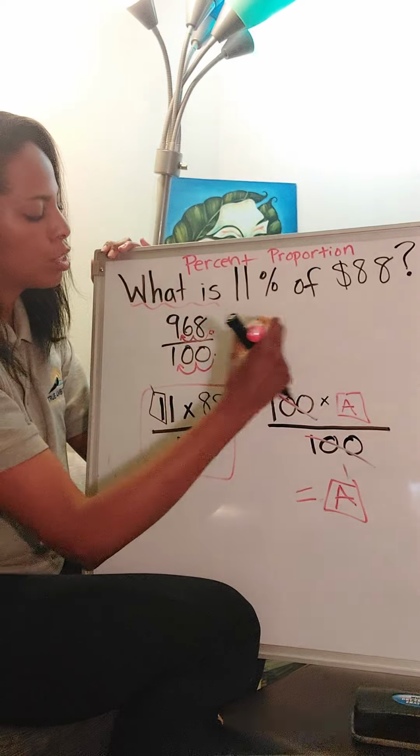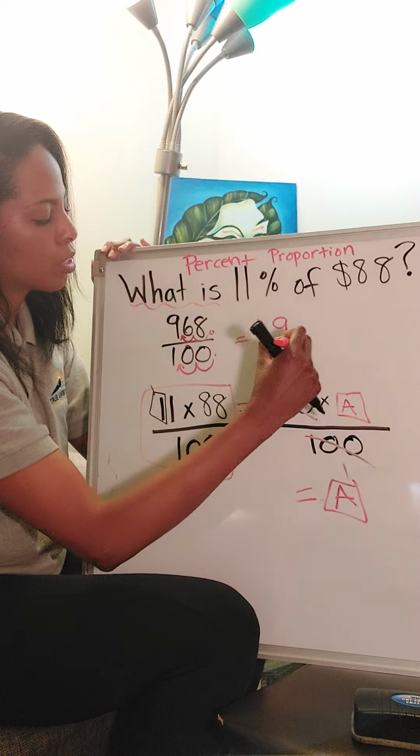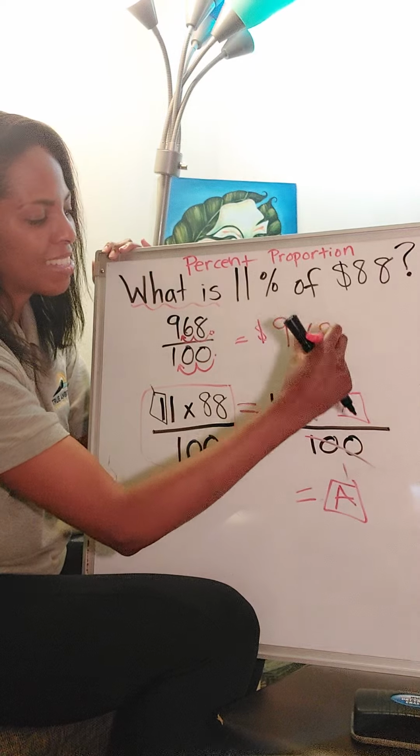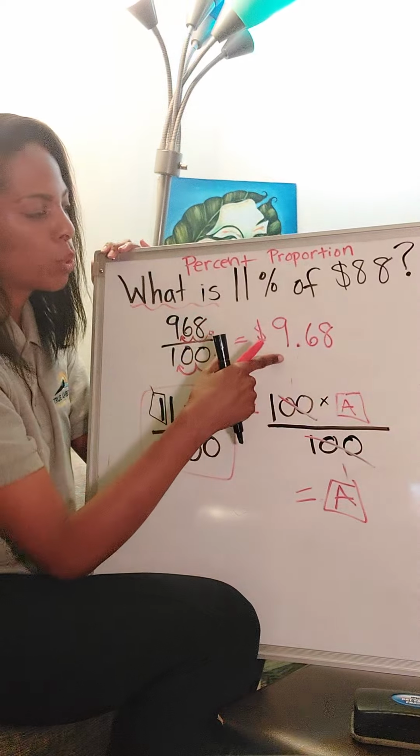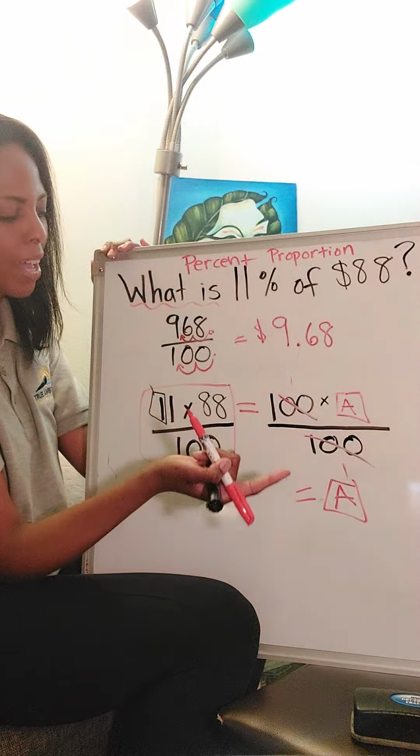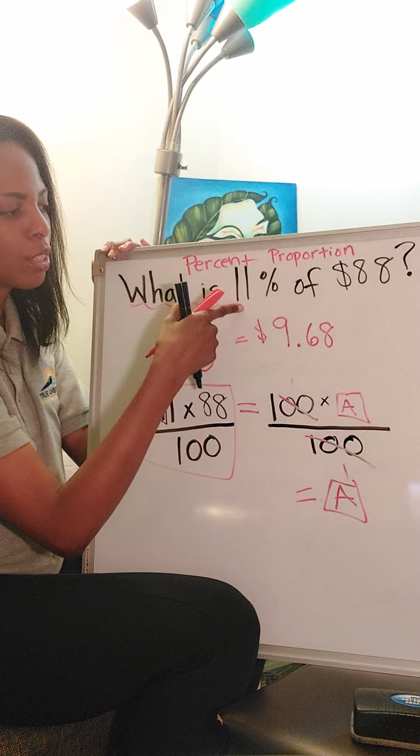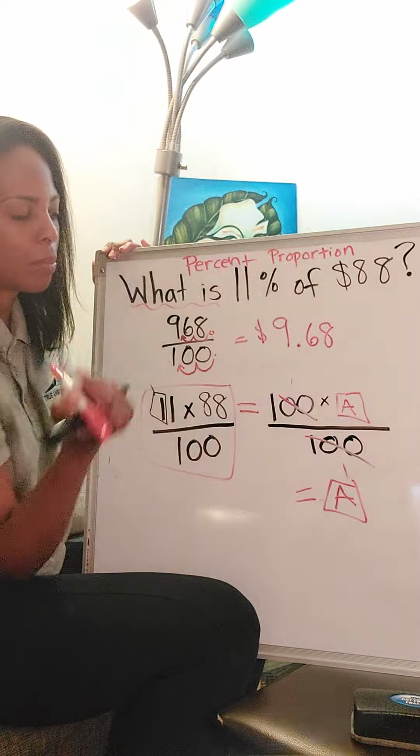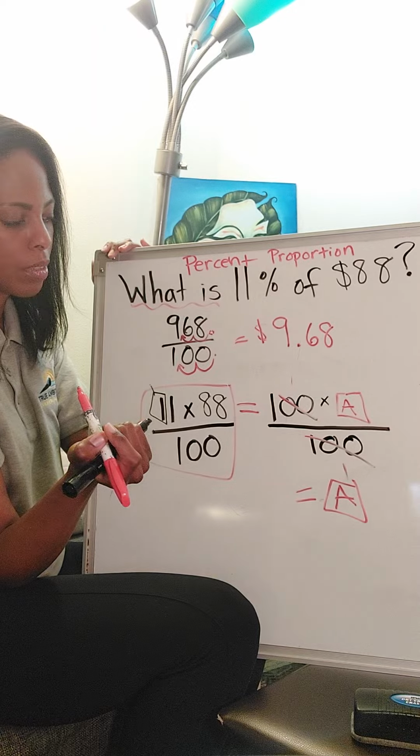Okay, so $9.68 is equivalent to, or it's the same as, 11% of $88.